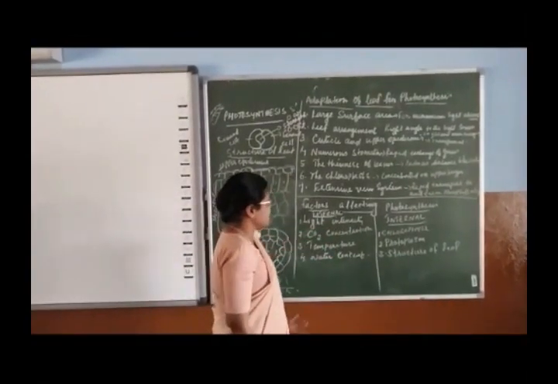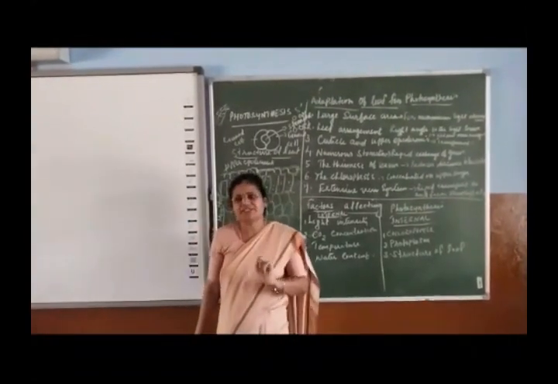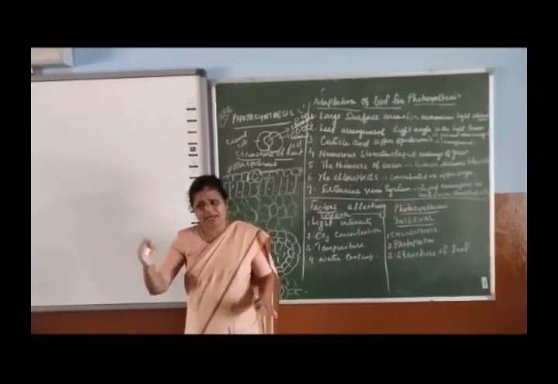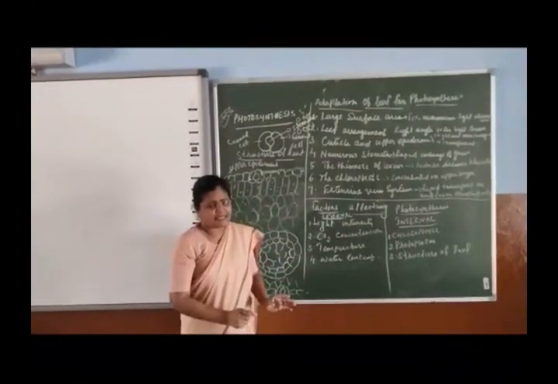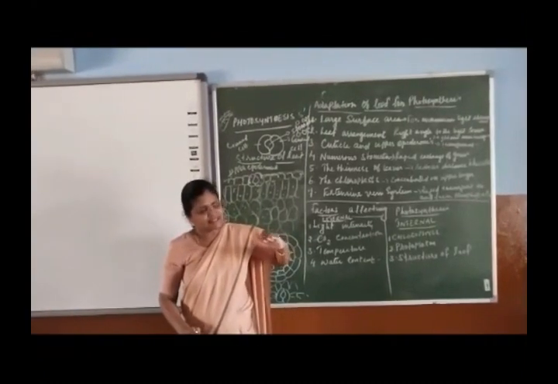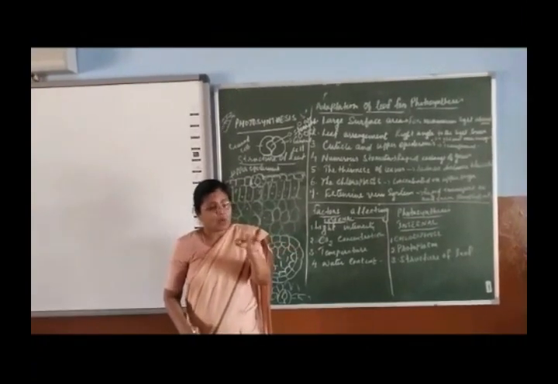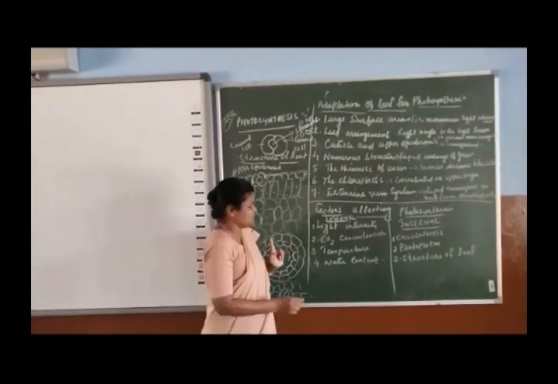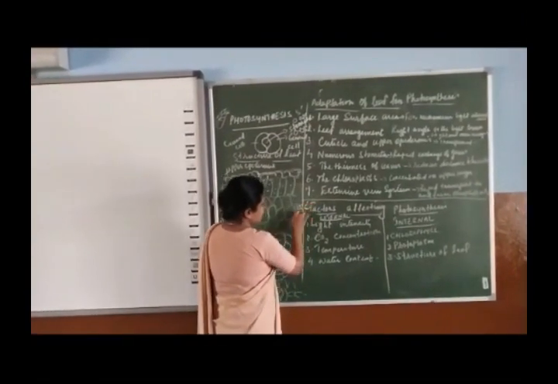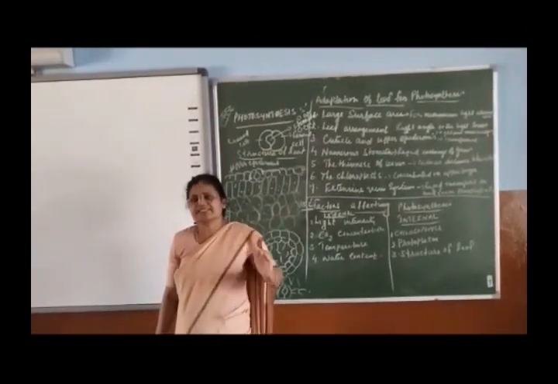That's about the light intensity and carbon dioxide concentration. Now coming to temperature. Once the light is available, carbon dioxide is available, and the temperature is there, photosynthesis takes place, and with the increase in the temperature, the rate of photosynthesis keeps increasing. But once the temperature reaches 35 degrees Celsius, remember children, which is called the optimum temperature, after that the rate of photosynthesis decreases.